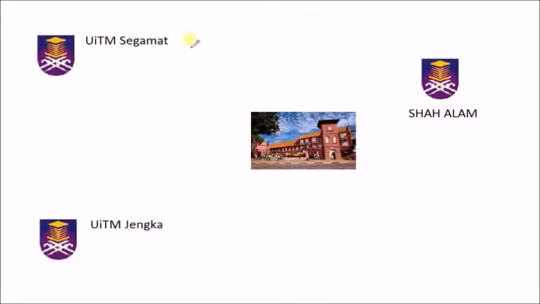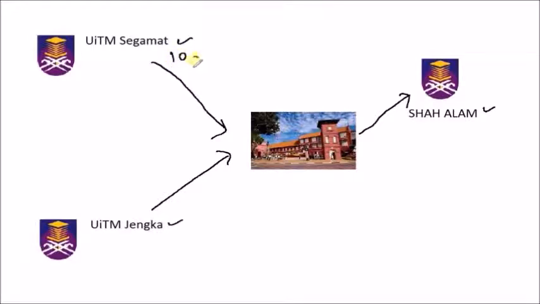Suppose the Silat Society from UiTM Segamat and UiTM Jengka wants to attend a competition at Shah Alam. The plan is as follows. The team from Segamat and Jengka will meet at Melaka. There they will take a bus to go to Shah Alam. Both teams from Segamat and Jengka leave at the same time at 10 AM.